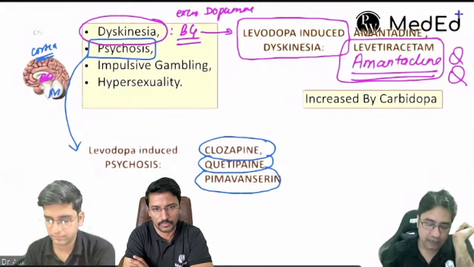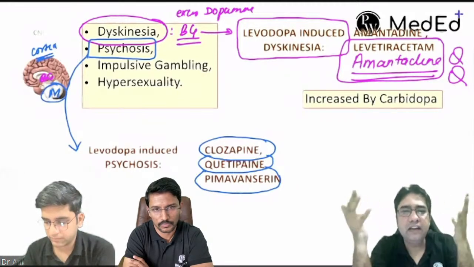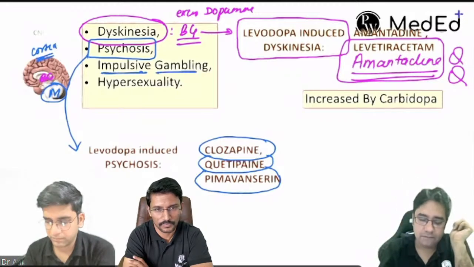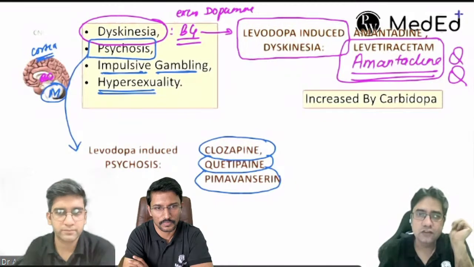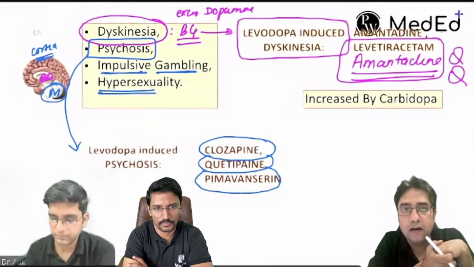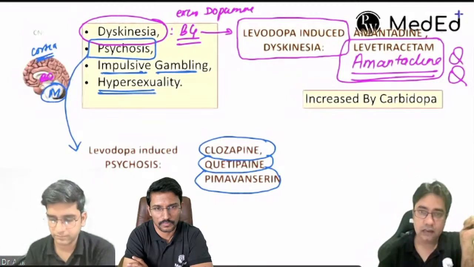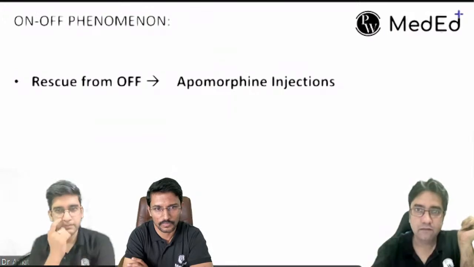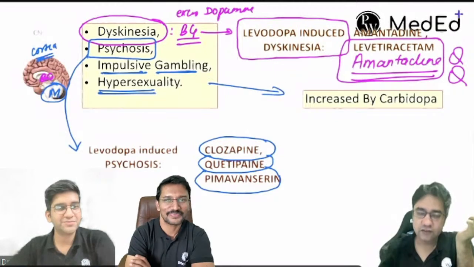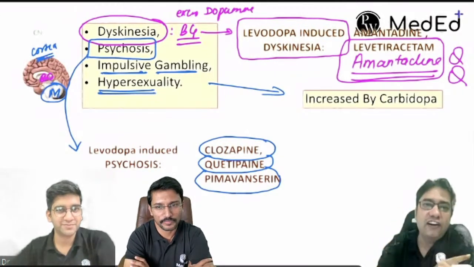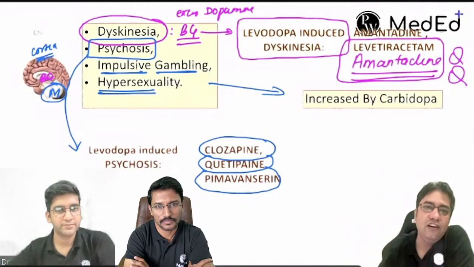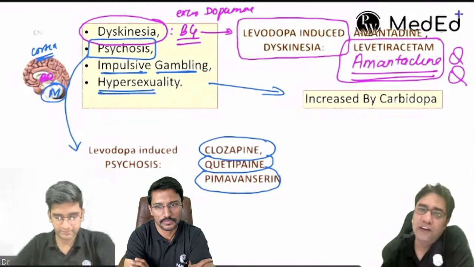Then in the medullary area, where all impulsive or primitive functions happen, a person will become impulsive, like impulsive gambling, hypersexual. So all the primitive functions like sexuality and impulsive disorders can start from the medulla. So remember, if a person is taking levodopa, just beware of that person. He is hypersexual, he can catch you. So just stay away. So remember, all these side effects of levodopa are not reduced, rather increased by carbidopa. The reason is carbidopa promotes the entry of levodopa into the brain.